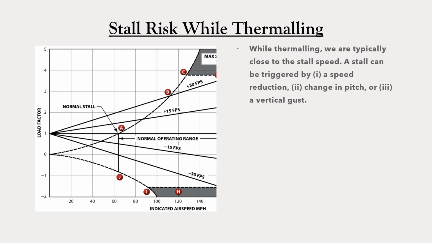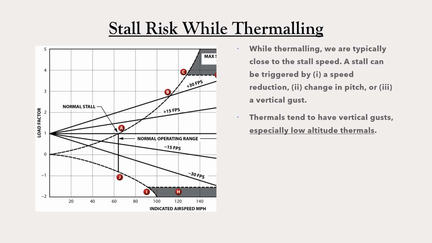If you're changing your bank angle in order to move yourself over to get more centered, then you're going to be making changes in pitch and changes in load factor. If you're real close to stall, that could put you over the edge. And then the last thing, a vertical gust. Thermals are all about vertical changes in the air velocity. That's the whole reason we're interested in them.